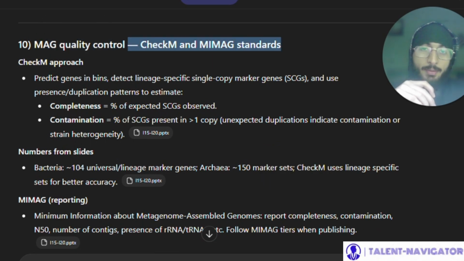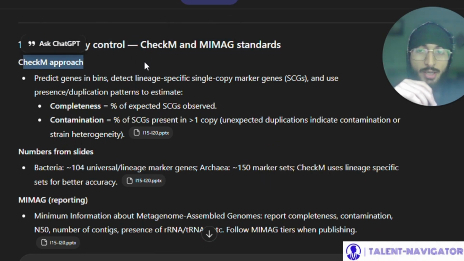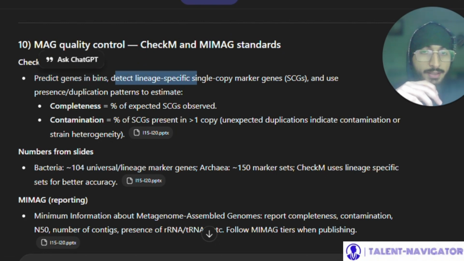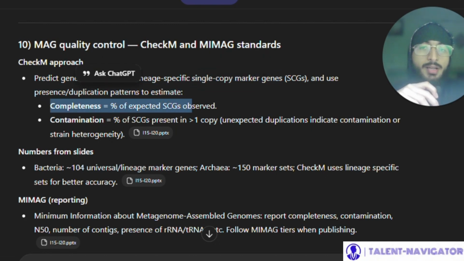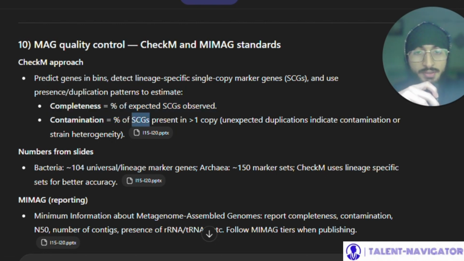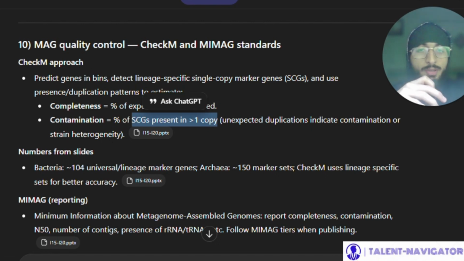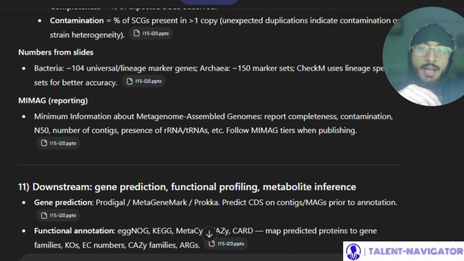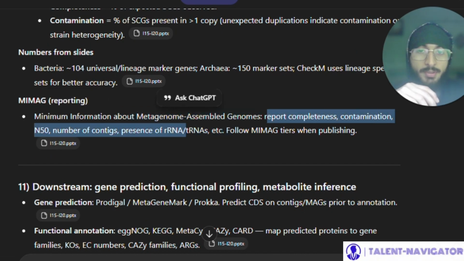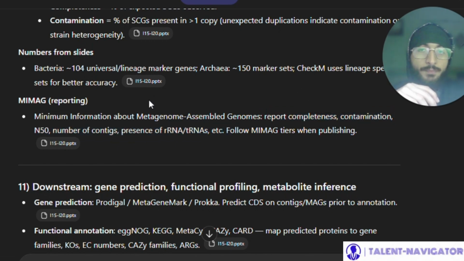Now, MAG quality control. So CheckM and MIMAG standards. The CheckM approach predicts the genes in bins, detects lineage-specific single copy marker genes, that is SCGs, and uses presence or duplication patterns to estimate completeness, that is the percentage of expected single copy marker genes observed, and contamination, that is the percentage of single copy marker genes present in more than one copy. Unexpected duplications indicate contamination or strain heterogeneity. And we have MIMAG, that is minimum information about metagenome-assembled genomes, which reports completeness, contamination, N50, number of contigs, presence of rRNA or tRNAs, etc.